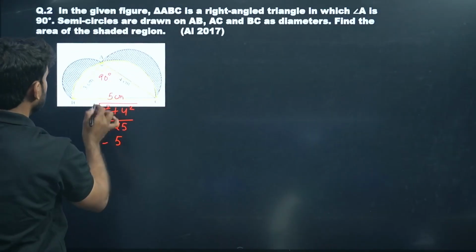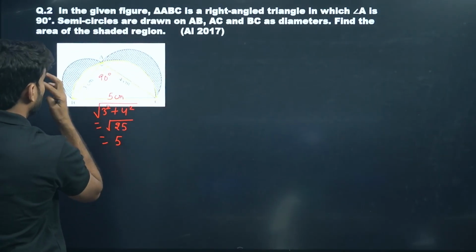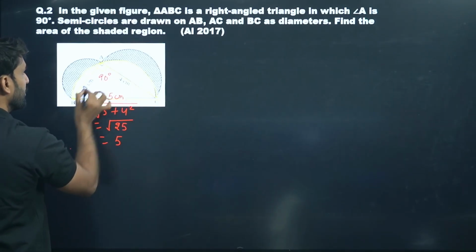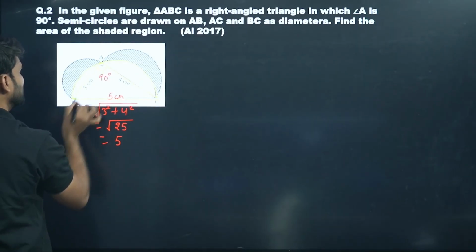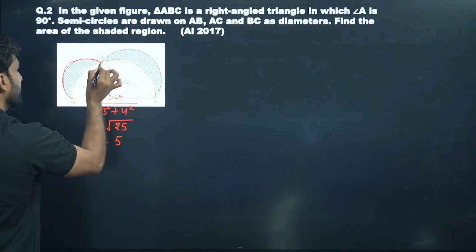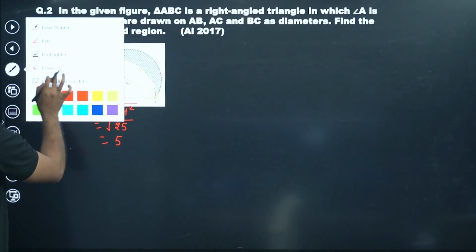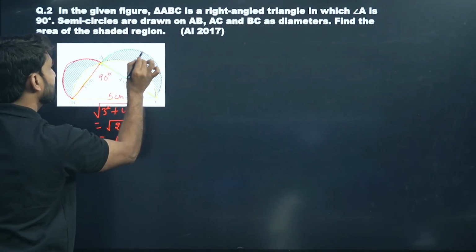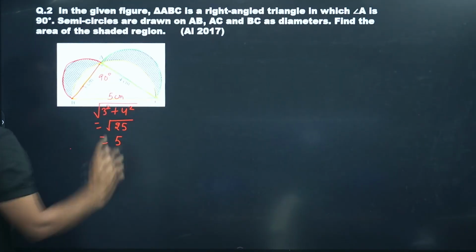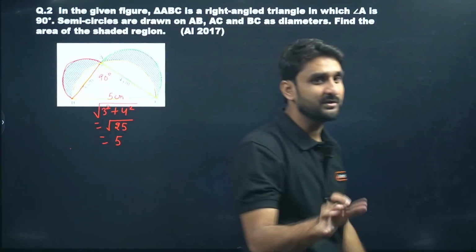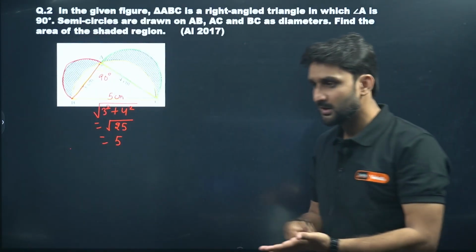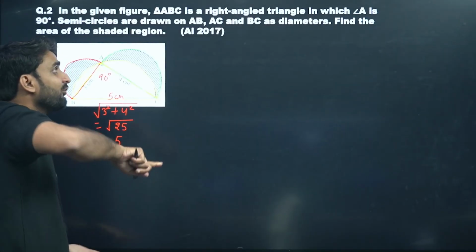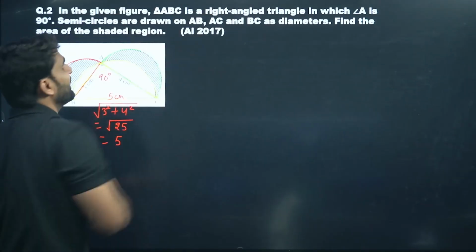Semicircles are drawn on AB. There is one more semicircle being drawn, this is a semicircle, yellow color. Again, on the side AB, taking AB as diameter, one more semicircle is drawn here. And taking AC as diameter, one more semicircle is drawn, right? So how many semicircles are there? 3 semicircles. One is of yellow color, other is of red color, and other is of green color, right? But what we have to do, we have to find the area of the shaded part.